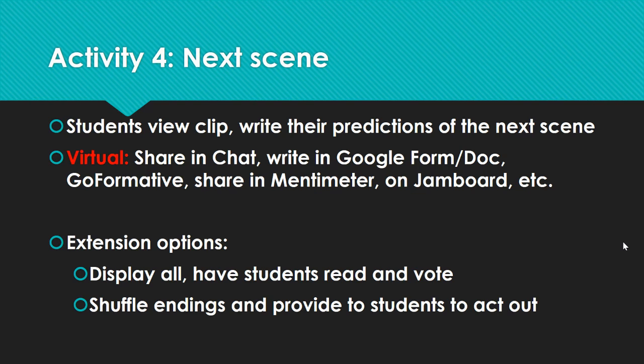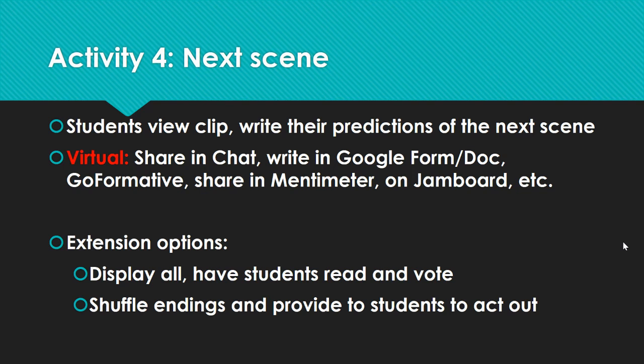Again, this works very well virtually. Students can share their predictions in the chat. They can write it in whatever sort of digital assignment you're using. They could share or maybe vote on answers on Mentimeter. So perhaps you come up with three possibilities and have students vote. You could have them come up with answers and share them in Mentimeter or Jamboard or any other number of items online. Some extensions to this, you could perhaps display everyone's ideas and have students read them and vote on them.